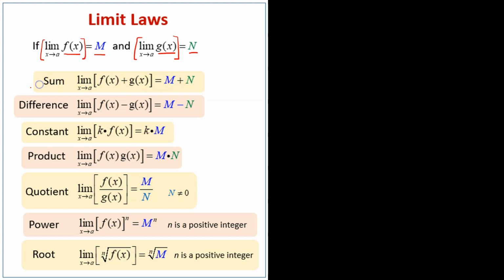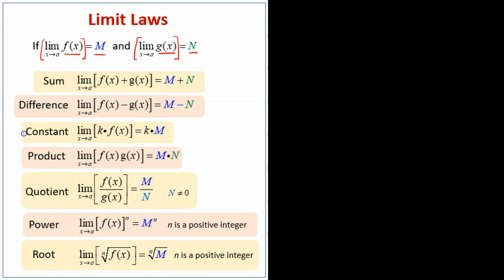That works for addition. It also works for subtraction. So if I have my two functions and I'm subtracting them, then I'm applying the limit. I could do it that way, or if I happen to know what the two limits are individually, which we do, then we could just do the difference between the limits. So the limit of a difference is the difference of the limits.